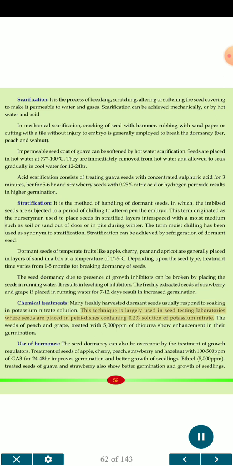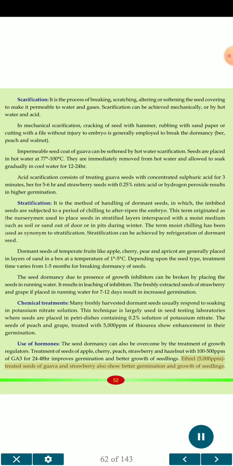This technique is largely used in seed testing laboratories where seeds are placed in petri dishes containing 0.2% solution of potassium nitrate. The seeds of peach and grape, treated with 5000 ppm of ethrel, show enhancement in their germination. Use of hormones. The seed dormancy can also be overcome by the treatment of growth regulators. Treatment of seeds of apple, cherry, peach, strawberry and hazelnut with 100 to 500 ppm of GA3 for 24-48 hours improves germination and better growth of seedlings.